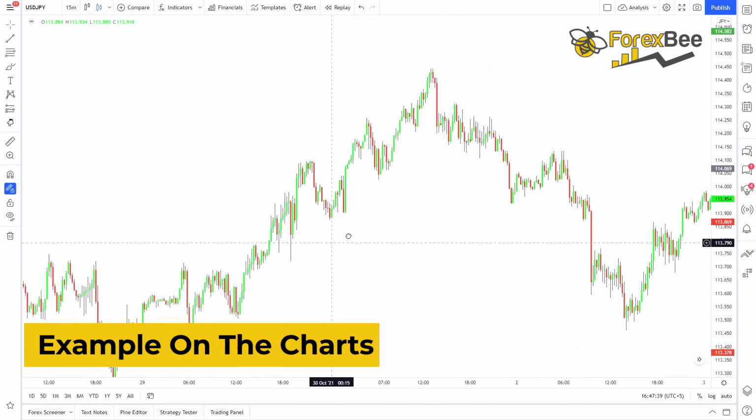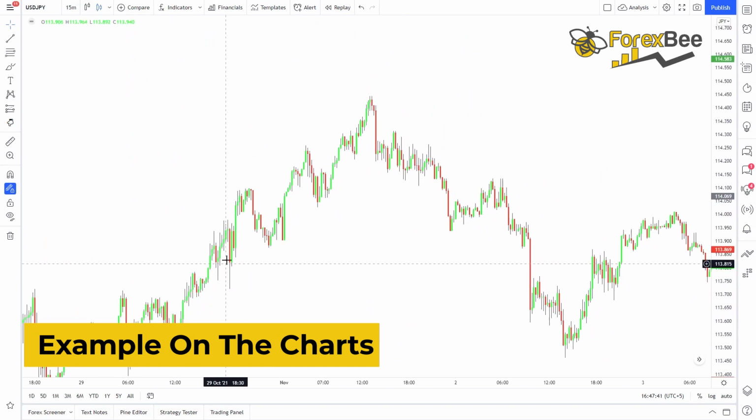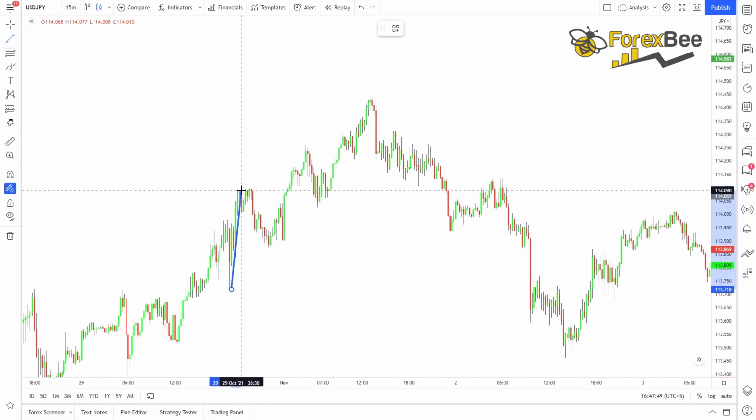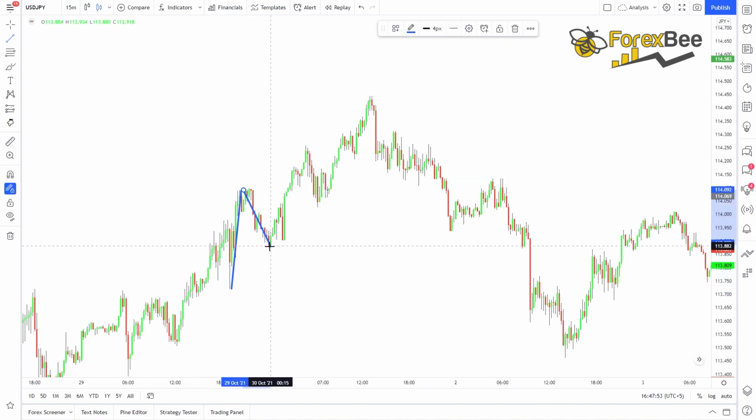So here, if we go down here, we can see the formation of the waves. Let me just draw the wave. Let me just draw this one here. Here we can see that this is also a three drive pattern forming, and let me just draw this till here.